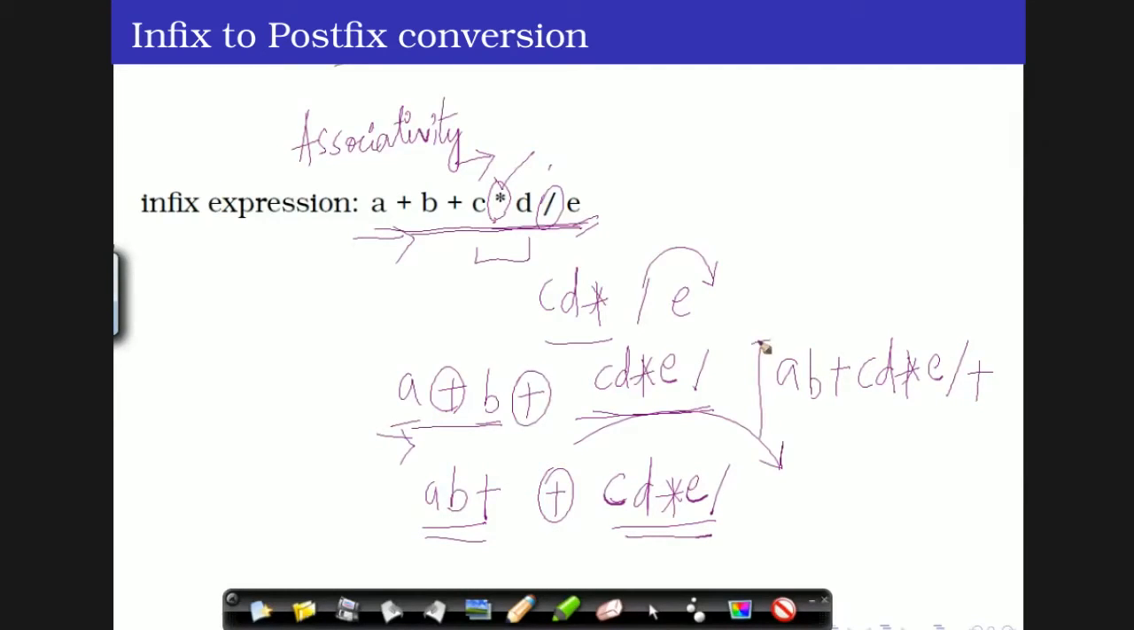Now this is our postfix expression. Are any more operators present in our expression? No more. All the operators have moved to the right of their operands. So this has become our postfix notation or postfix expression. Now how this is helpful for evaluating this expression is what we will see now.